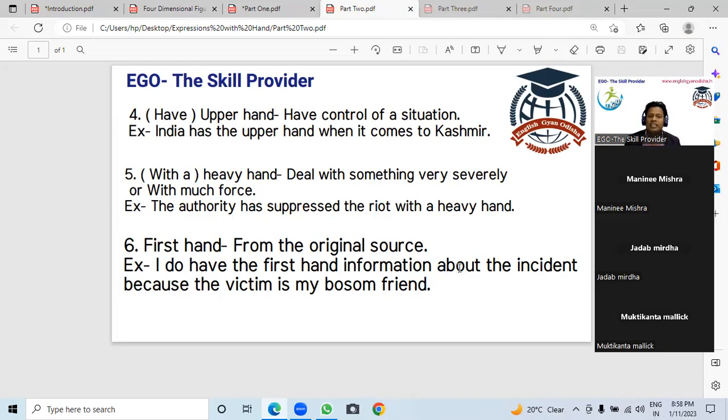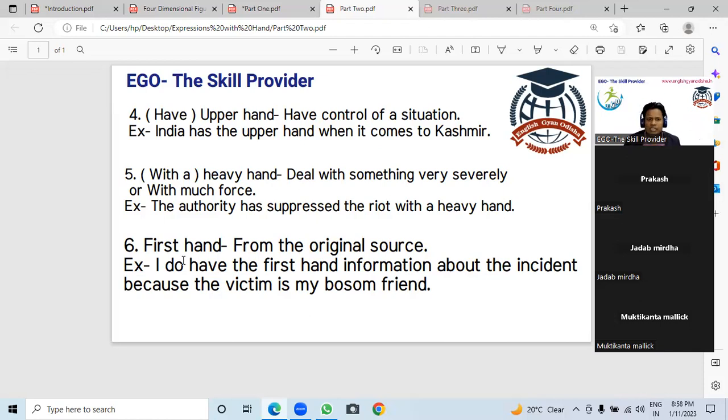Anyway, so authorities have suppressed the riot with a heavy hand. Heavy hand means you have to deal with something very severely, or with much force. Suppose your employee, or your son or daughter, is becoming unruly and you find that this is going to create problems for you. Then you have to deal with that person with a heavy hand. You have to apply force. You have to beat him mercilessly if you really want to do that.